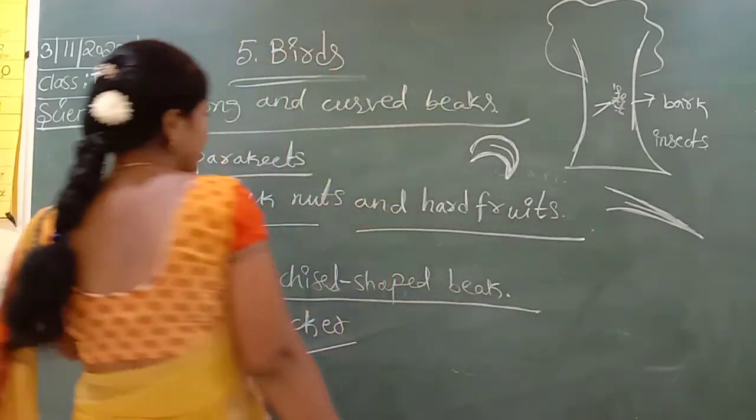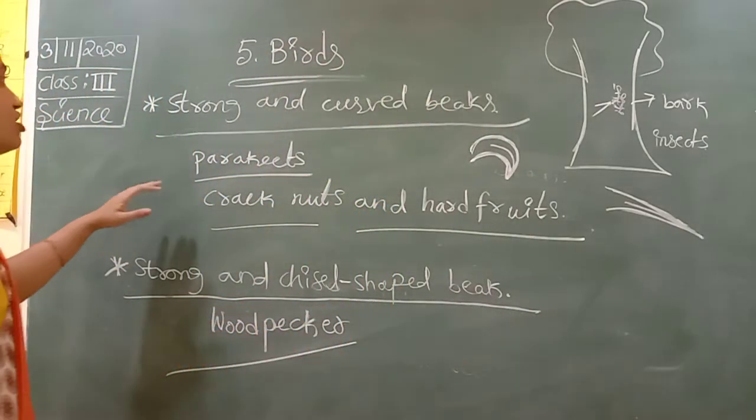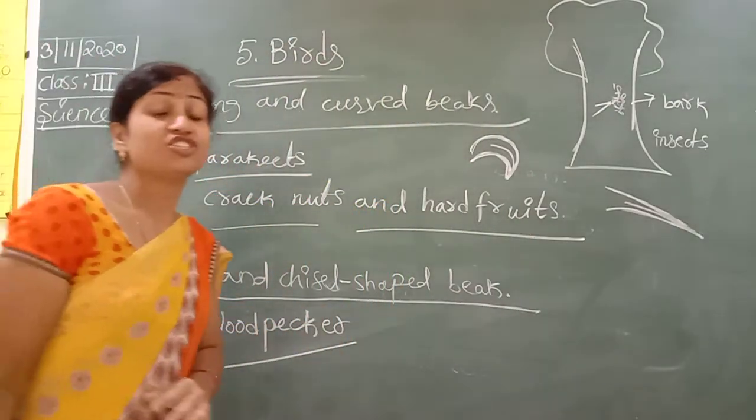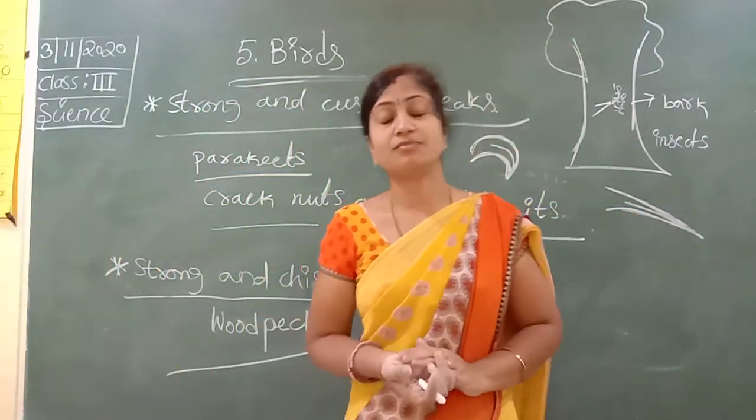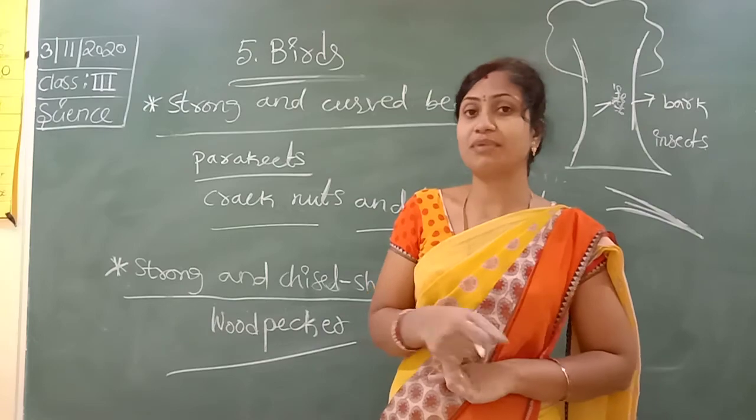So, strong and chisel shaped beak, strong and curved beaks, sharp pointed beaks. Different types of birds have different types of beaks.